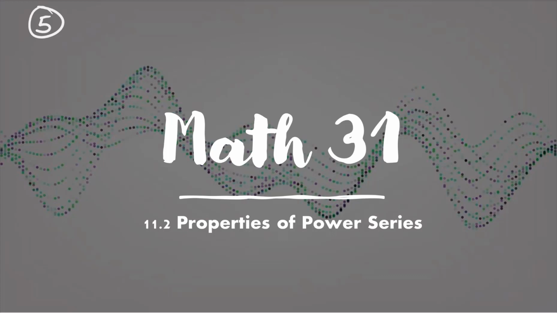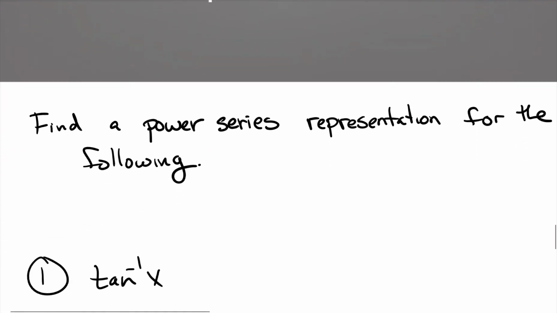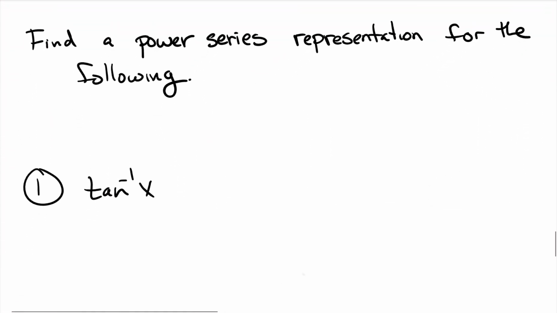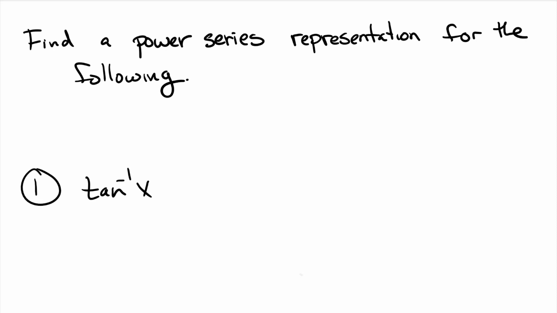All right, let's start wrapping this stuff up. Now we're just going to create stuff. We're going to find a power series representation for the following. Take the T, the A, the N, that -1, and the X, move them all around and give me a power series representation.